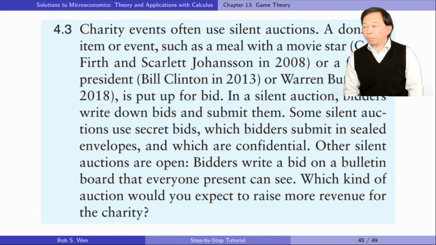Let's solve exercise 4.3. Charity events often use silent auctions. In a silent auction, bidders write down bids and submit them. Some silent auctions use secret bids, which bidders submit in sealed envelopes and which are confidential. Other silent auctions are open. Bidders write a bid on a bulletin board that everyone present can see. Which kind of auction would you expect to raise more revenue for the charity?